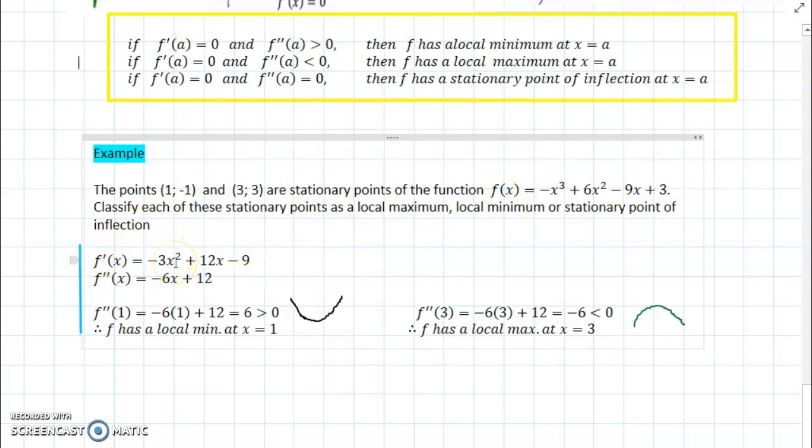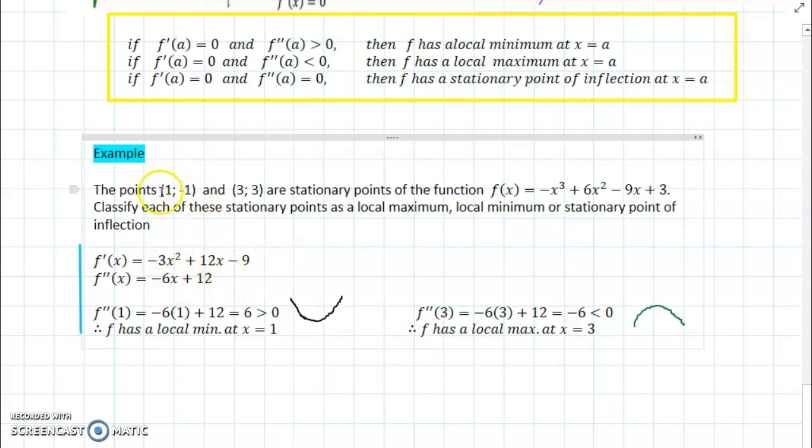Minus 3x squared plus 12x minus 9. Applying my laws, 3 gets multiplied by the coefficient, giving minus 3, with the exponent one less. 2 times 6 is 12, with the exponent one less. 1 times minus 9 is minus 9, and the exponent one less. And this is a constant, whose derivative is 0. The second derivative is the derivative of the first derivative. So in other words, you differentiate again for the second time. So this is minus 6x plus 12.